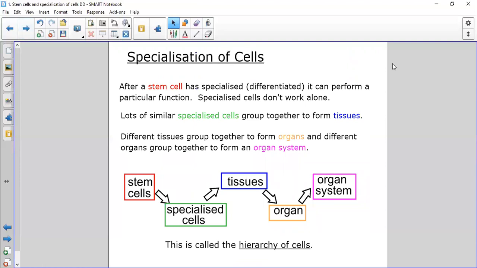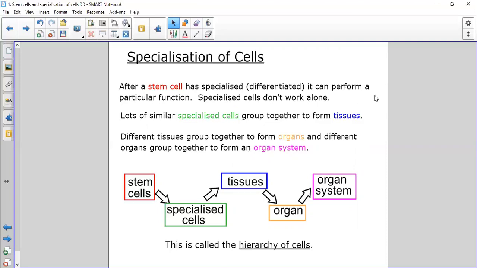Right, so once a stem cell has specialised, or the fancy name for that, differentiated, it can perform a particular function. All right, we now know that. So we know that a stem cell might become a bone cell, or a red blood cell, or a muscle cell, or a skin cell, or a nerve cell. And those cells have got particular functions, particular jobs, but they don't work alone.